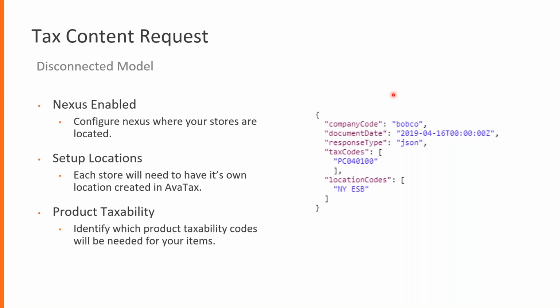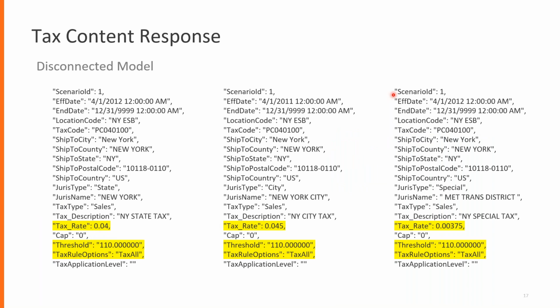So we're going to send this request over to Avatax, and Avatax is going to come back with a scenario for each location plus tax code combination. So my request only results in one scenario, but if I had more locations or more tax codes, I'd see more scenarios. So that's what content means, right? It's the rate and the product taxability. Correct. So we're going to have the location plus product taxability is going to give you the content scenario.